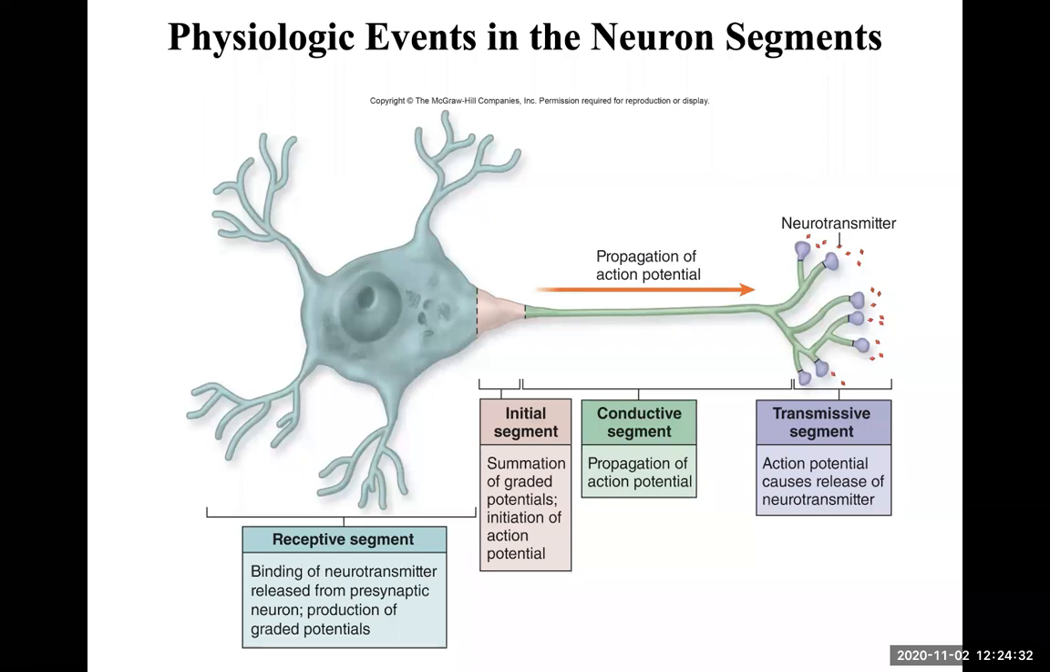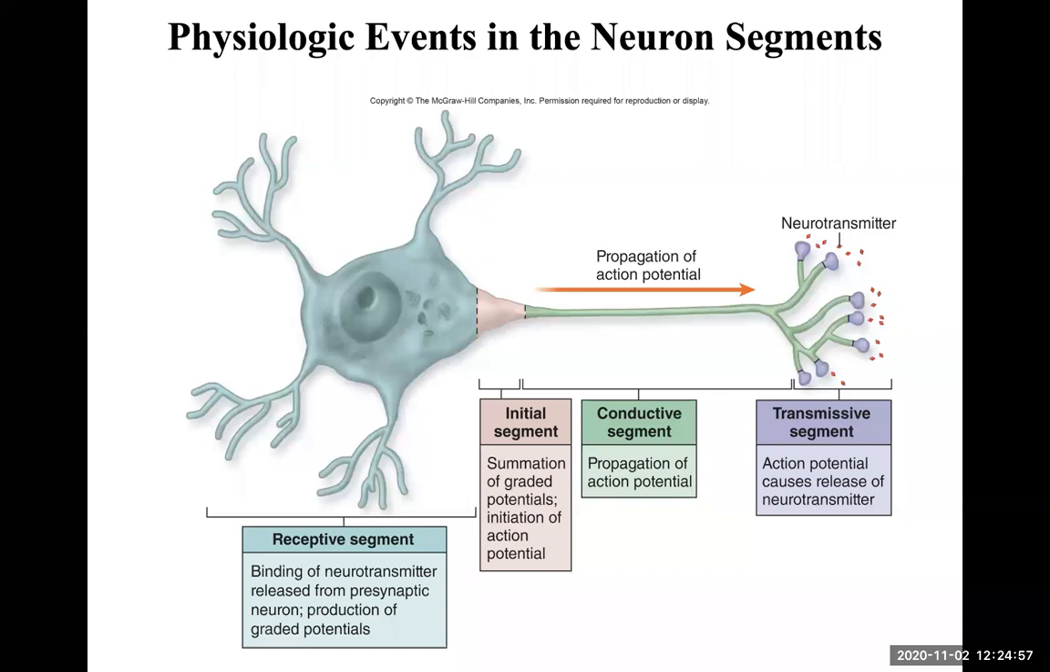We're looking at a multipolar neuron right now, which of course would be a motor neuron. That neuron is going to have dendrites that come off of the cell body, and that's where the receptive segment is. Then you need to remind yourself, what do we find in the receptive segment? Well, we find chemically gated cation channels and chemically gated chloride channels, right?